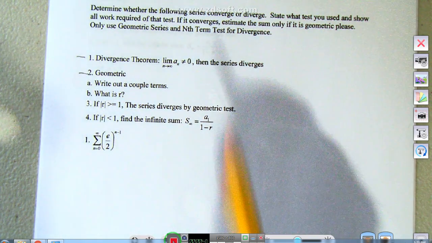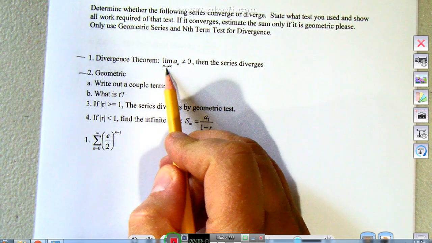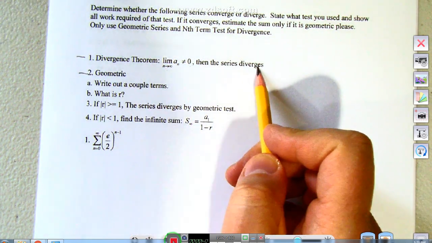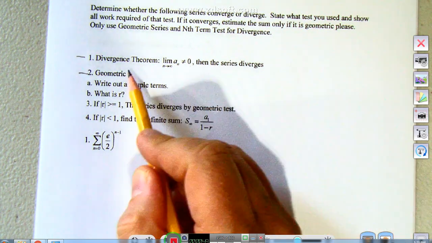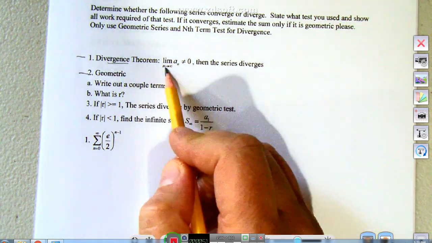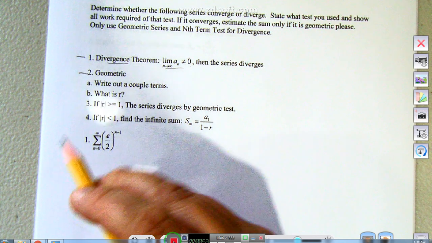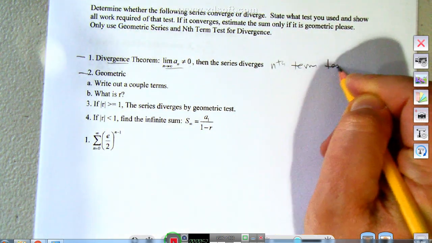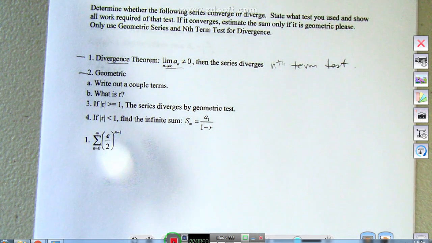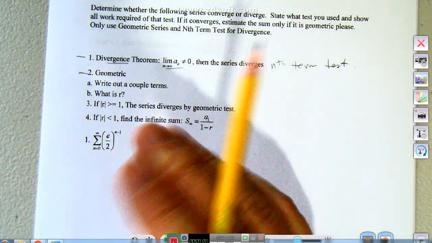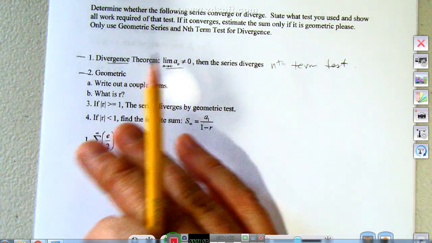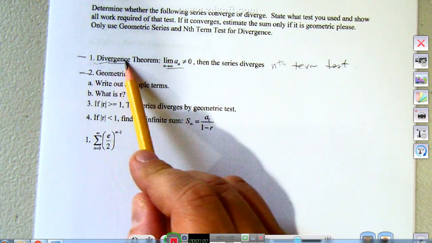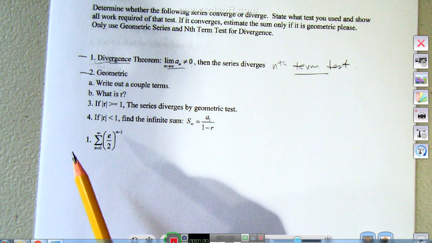So obviously the divergence theorem is just: if the limit of the last term is not equal to 0, then the series diverges. And you literally write down "diverges by the divergence theorem." Show me the limit. You can write divergence theorem or you can write nth term test. Okay, so I always check for that first. Just look for an obvious limit that's not equal to 0. Do some math, show me it doesn't equal 0, and then just write down divergence theorem or nth term test.